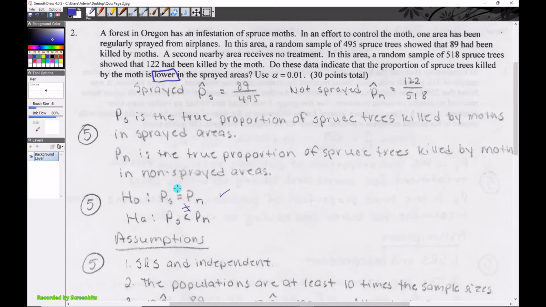So it's a directional test, and this not-equal-to is going to throw you off. It's going to double the p-value. You do end up with the same conclusion here because p is going to be greater than alpha either way, but on another problem you could risk switching the conclusion from rejecting H0 to failing to reject H0 because of that mistake. So don't make it. The problem tells you it's directional. The only other way it couldn't be is if it said, does it indicate that the proportion of spruce trees killed by moths is different in the sprayed areas?